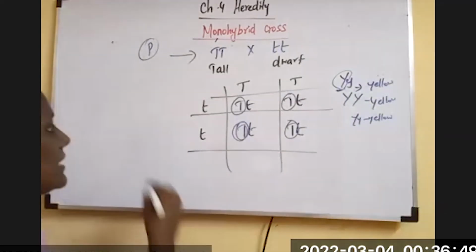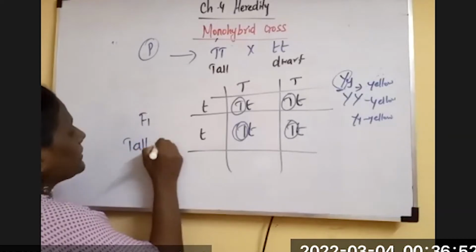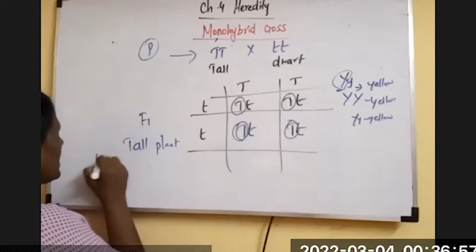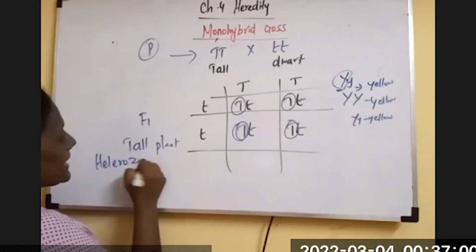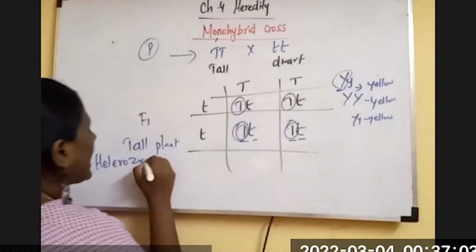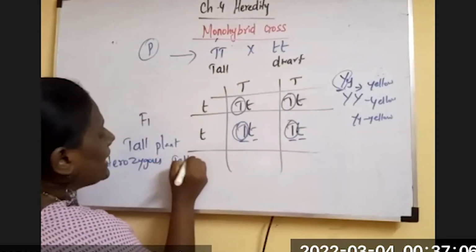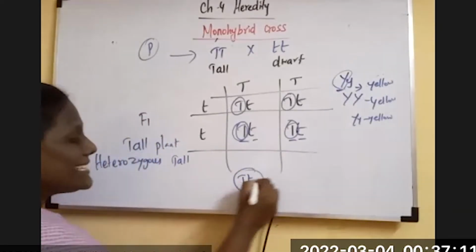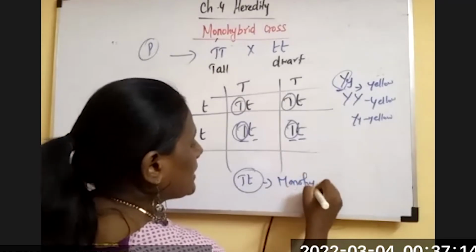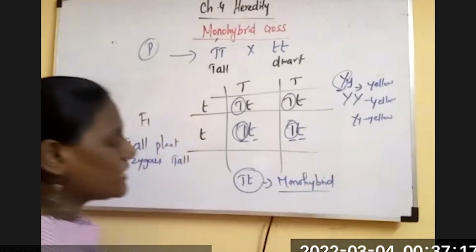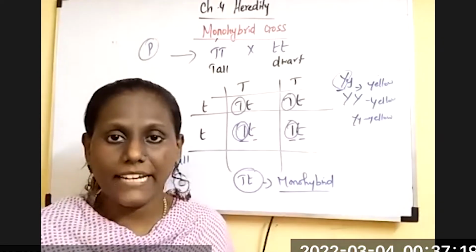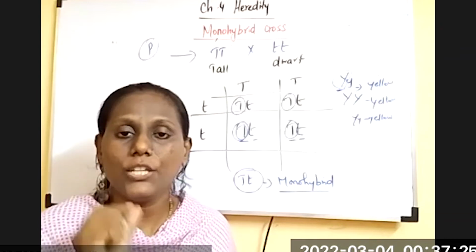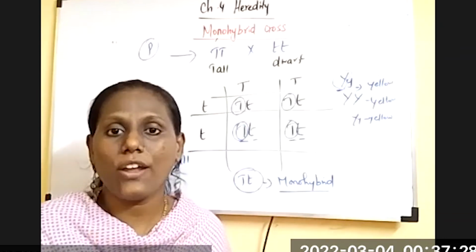Okay, now the F1 generation, all plants are tall plants. If you see, all are tall. So all are heterozygous tall. Heterozygous means two different genes are there, one capital T and small t. So it is said to be heterozygous tall. Now the resultant is Tt. Okay, now this is said to be monohybrid. Why is it monohybrid? Two different characters have been taken and crossed. Therefore, we got this Tt. That is, two different genes are there, but being the dominant gene, the tall has been expressed.